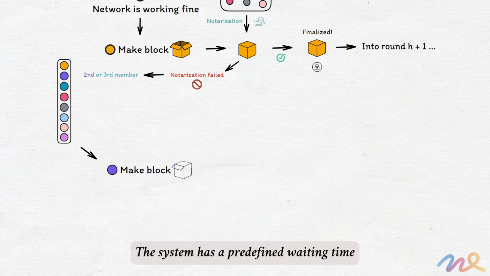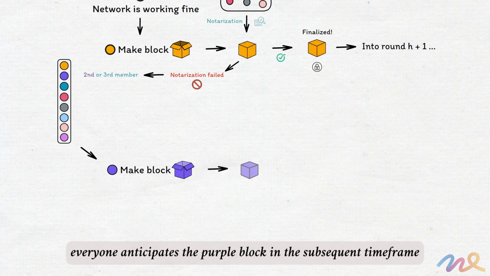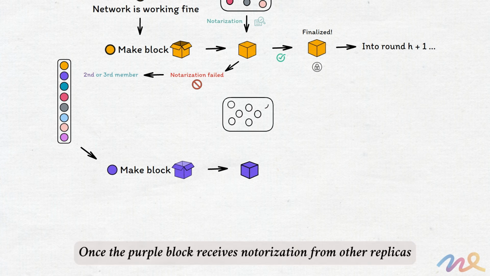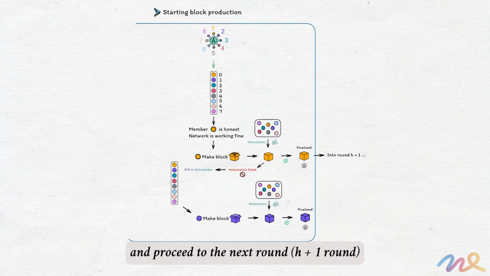The system has a predefined waiting time. If no yellow block is received within a specified period, everyone anticipates the purple block in the subsequent time frame. Once the purple block receives notarization from other replicas, the replicas conclude the current round and proceed to the next round, H+1 round.